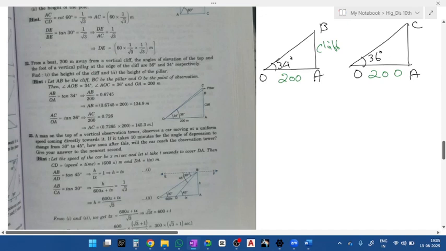No, AC from a boat 200 meters away. So the boat is at point O from a vertical cliff. The angle of elevation of the top of the vertical pillar at the edge of the cliff top and the foot of the vertical pillar. So we need to find the height of the pillar, height of the cliff. See, the cliff is AB, students. AB is the cliff. Okay, the pillar is just BC. Remember this, BC is just the pillar.